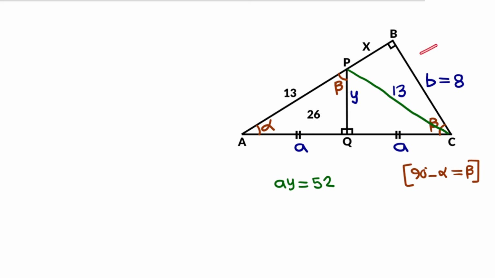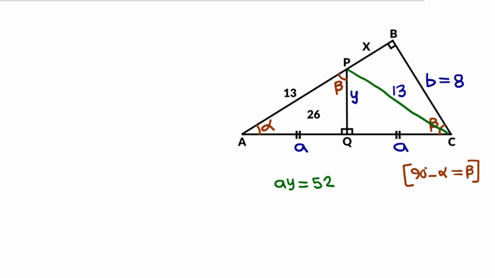Now focus on the small triangle in the upper right corner, triangle PBC. It's a right triangle. Its vertical side, BC, is 8. Its hypotenuse, PC, is 13. And the remaining side, PB, is our mystery X.